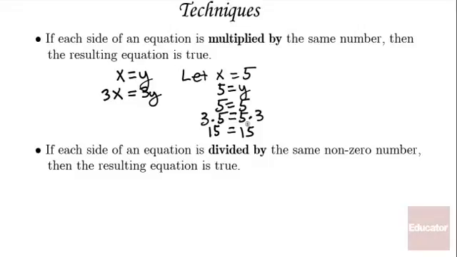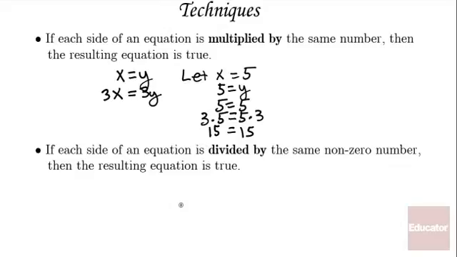So if I have an equation, x equals y, and I multiply both sides by the same thing, the equation is still true. And looking at substituting numbers in, the original equation said 5 equals 5. If I multiply both sides by 3, the equation is still true, because 15 does equal 15.